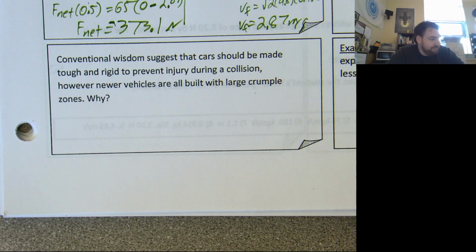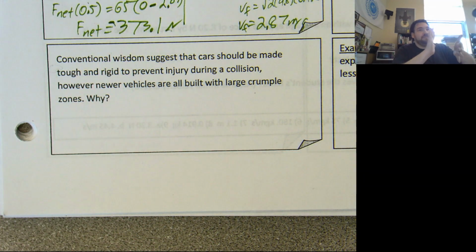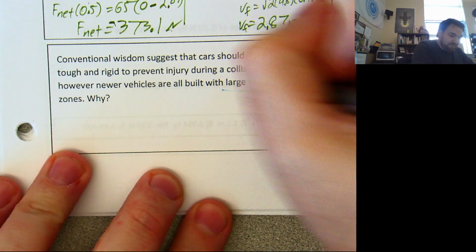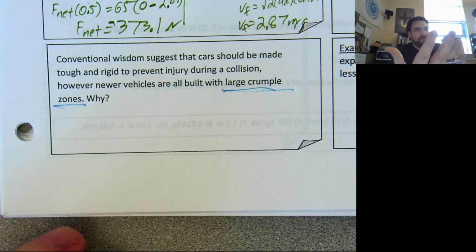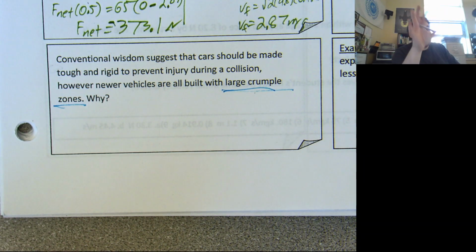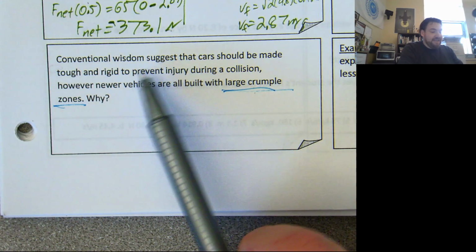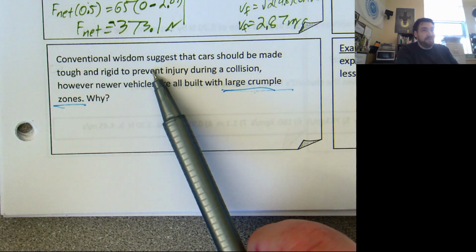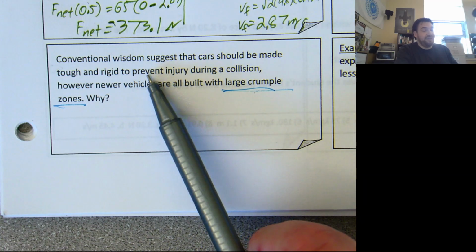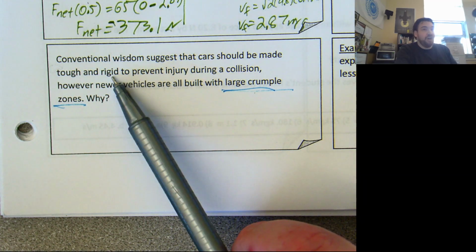If you have two rigid objects, they come together, they're done. They stop immediately. By designing a vehicle with a crumple zone, the collision starts and then goes on for a while. It's not going to be pretty. Your car is almost certainly going to be totaled. In the conventional wisdom with a tough and rigid car, your car is going to probably be fine. It's the contents of the car that are going to suffer as a result of having a rigid car.